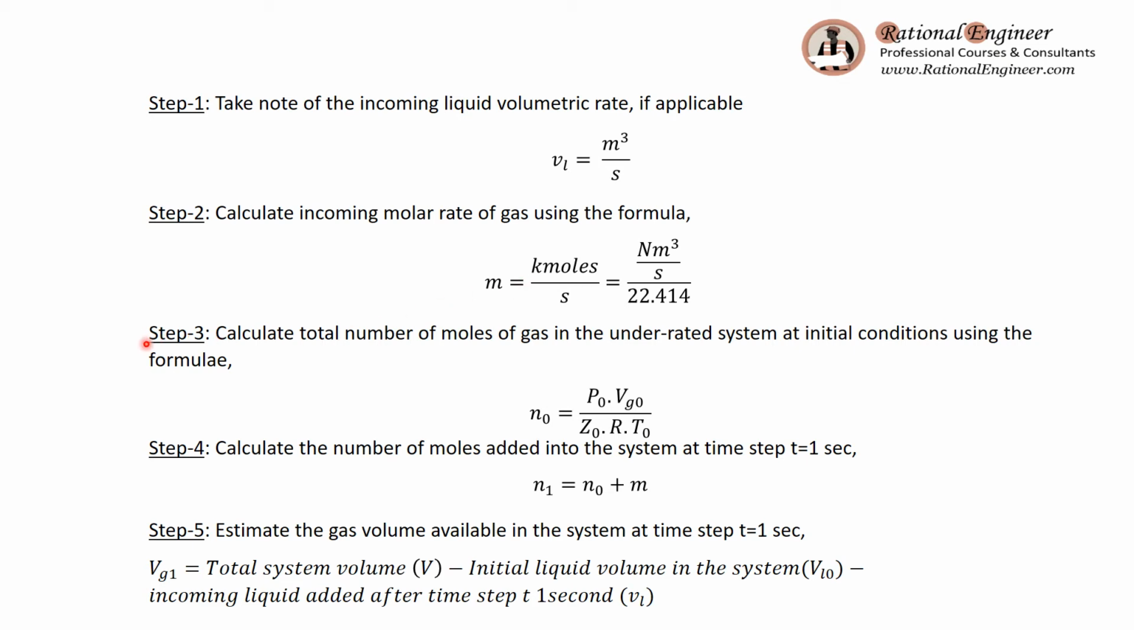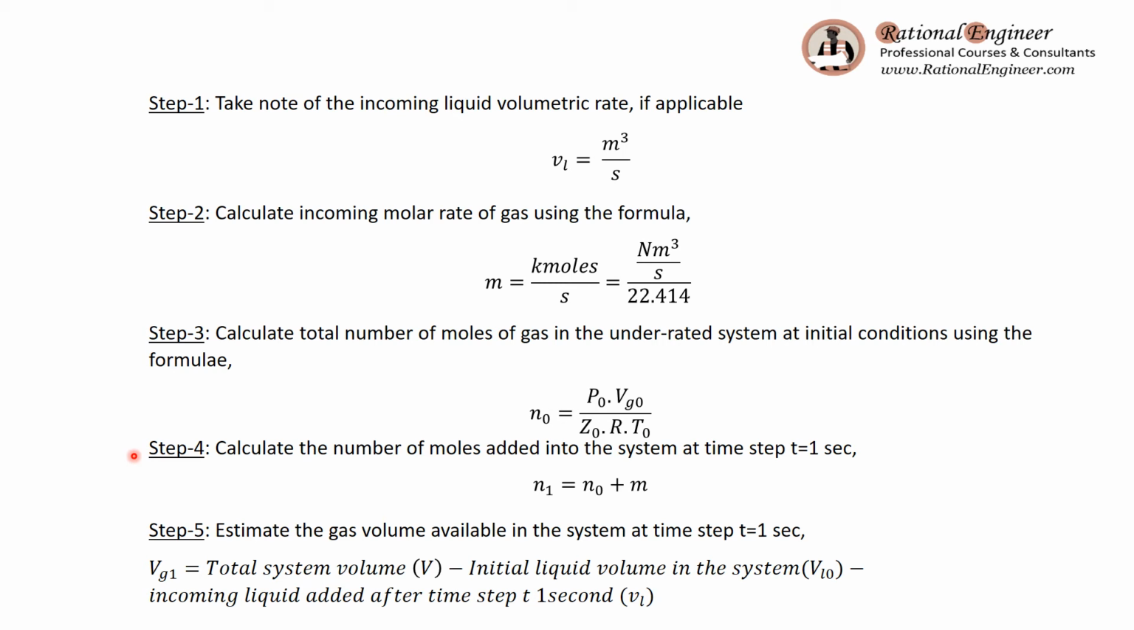In step 3, we calculate the total number of moles of gas in the system, in the underrated system, at the initial conditions, that is the normal operating pressure and temperature, where the subscript 0 indicates the condition at time t of 0. So the number of moles is calculated using this formula of pressure times volume of gas divided by compressibility factor, universal gas constant, and temperature.